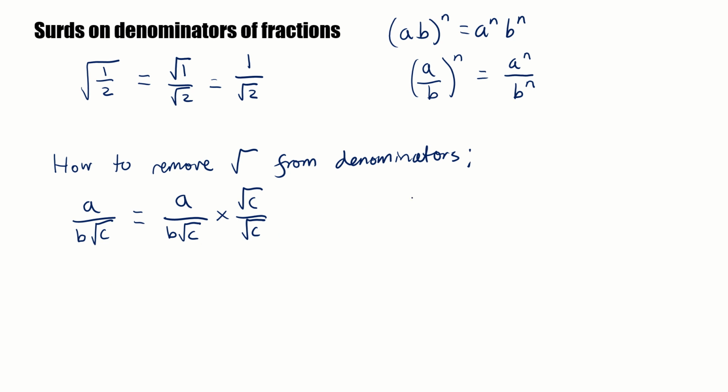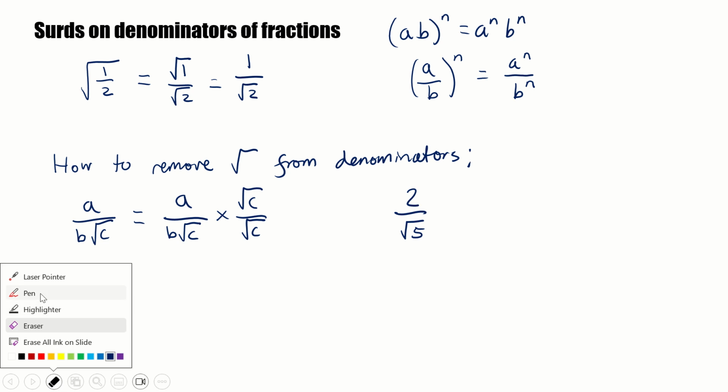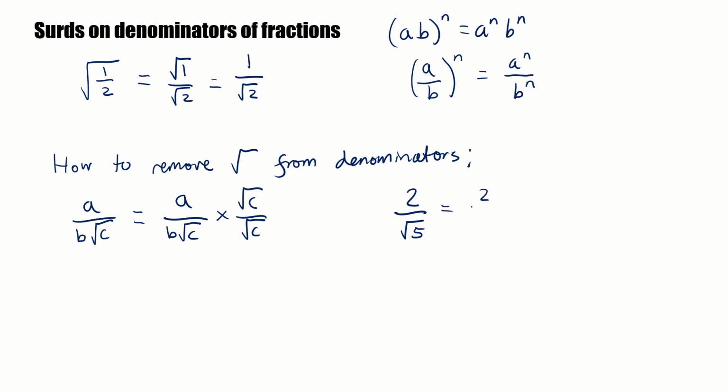So, putting this into a couple of examples, let's say we've got 2 over root 5. We see the square root on the bottom and we go, let's get rid of it by multiplying the top and the bottom by the square root, in this case, the square root of 5. So this will equal 2 over root 5 times root 5 over root 5. That will get us on the top 2 times root 5, which doesn't really simplify, so it will stay as 2 root 5. But then on the bottom, root 5 times root 5 will just leave us with 5.